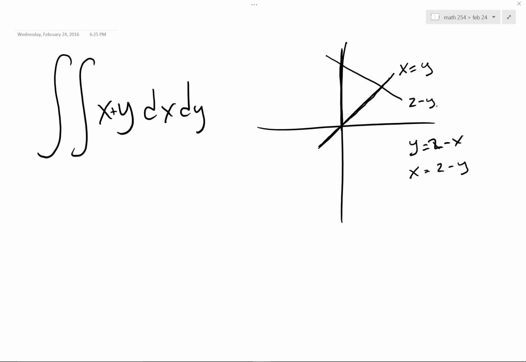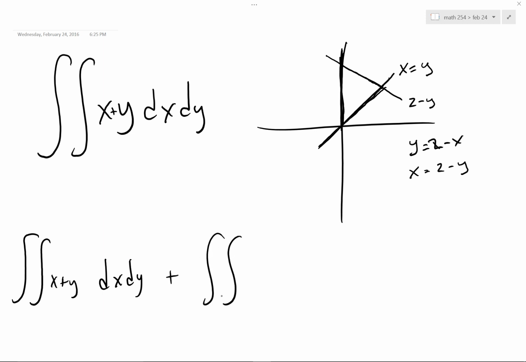So if you look at it, x is not bounded on the one side by one function. I mean, it is on the left side. But on the right side, it's bounded by this one part of the time, and it's bounded by this one part of the time. Which means I'm going to have to do a sum. So I'll write it down here so you can see this better. I'll write it as the integral of x plus y dx dy, plus the integral of x plus y dx dy. So let's do this bottom half first. Right here is where it splits, yes?